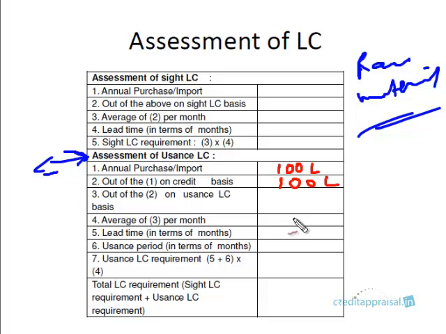Because the entire purchase need not be through LC only, right? There might be some domestic purchases. If we are a manufacturer based in, let's say, Bombay, our mix of raw material could be, say, 30% indigenous and 70% imported. So out of this total requirement of 100 lakhs of raw material, how much are we going to import on a usance LC? On usance LC, how much are we going to require? So say 70 lakhs. This is the annual requirement of imported raw material.